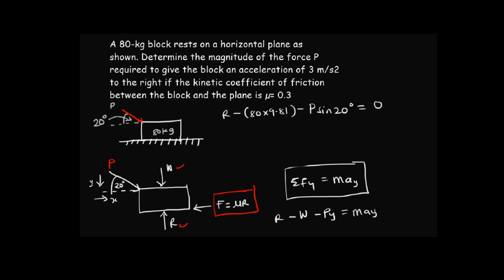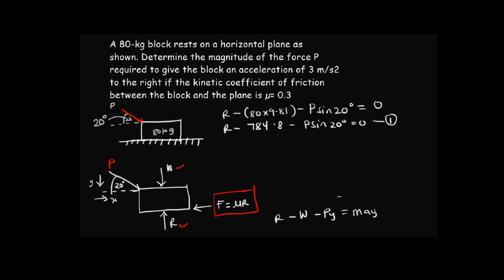So let's simplify this. I'm going to have R minus 80 times 9.81. That'll give me a value of 784.8, minus P sine 20 degrees. So this should be equal to 0. Then this should be my equation 1. So you're going to do the same for the sum of forces in the x direction also. So let's go ahead and do it. Let's take note of this equation here.